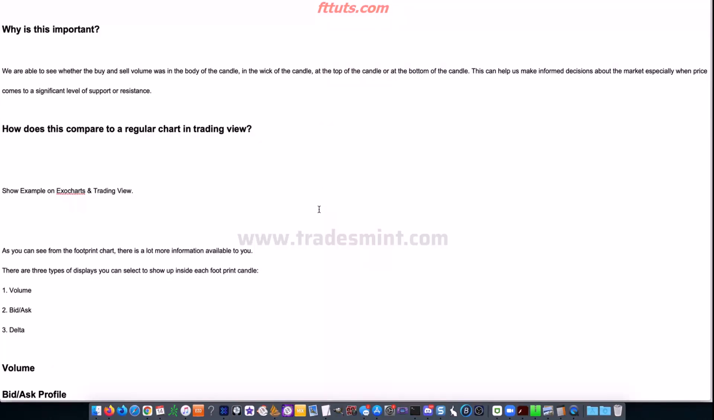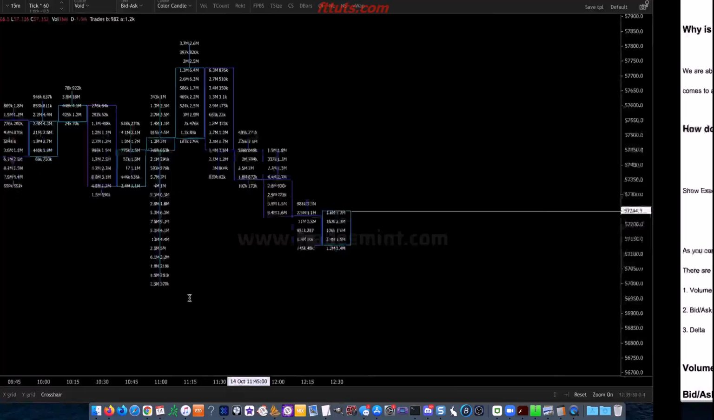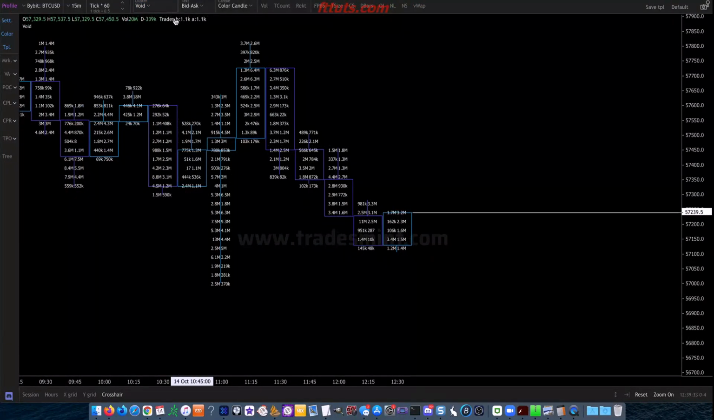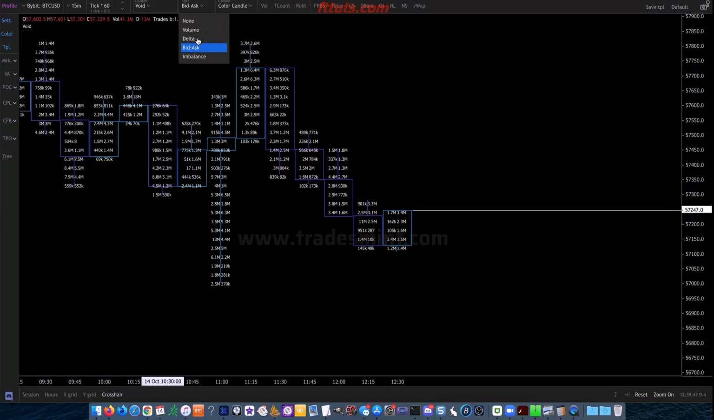And this information, there's 3 different types of displays that you can select that will show up inside of a footprint chart. If you're in ExoCharts, you're going to come over to the top where it says text and click that, and there's 3 different choices. We have volume, delta, and bid ask.